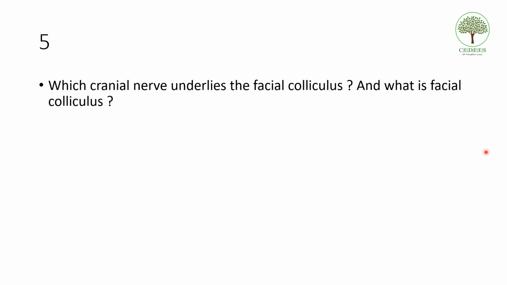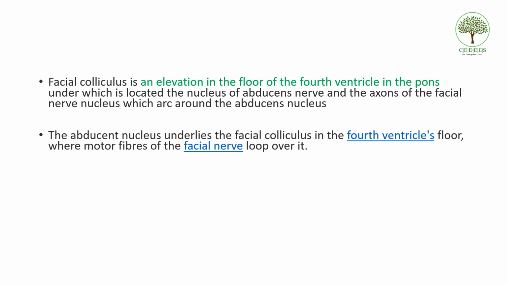This is the doubt asked by one of the students. So the facial colliculus is an elevation in the floor of the 4th ventricle in the pons. Okay, underneath that lies the nucleus of the abducens nerve and the facial nerve, which loops around it. The facial nerve loops around the nucleus of the abducens nerve.